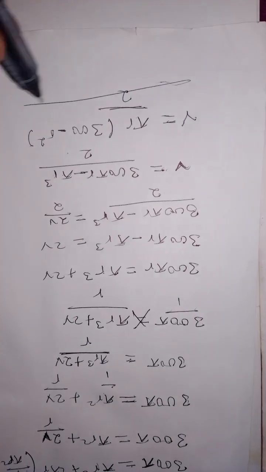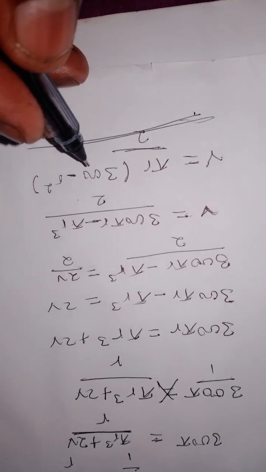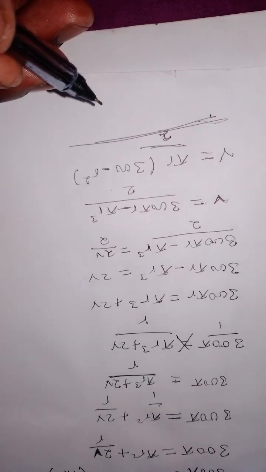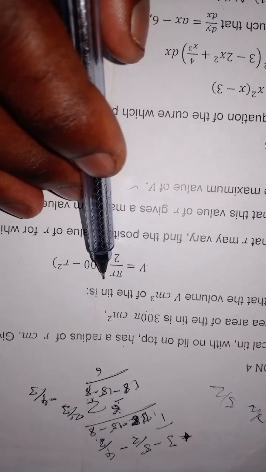So that is how you show that the volume is equal to pi r over 2 times (300 minus r squared), like that.